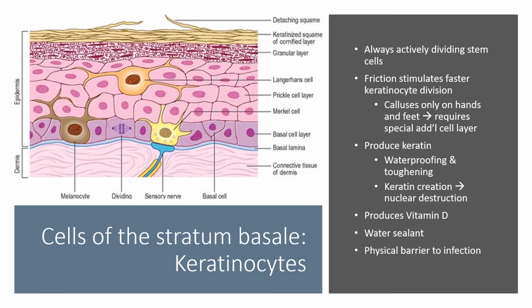They produce keratin, which we've talked about as a waterproofing and toughening agent. The creation of keratin, these guys are always making keratin, leads to nuclear destruction. The more keratin a cell has, the fewer nuclei you find in that layer of cells. The accumulation of keratin actively degrades the nuclear envelope and DNA. Now, that doesn't sound great, but it's actually pretty harmless.